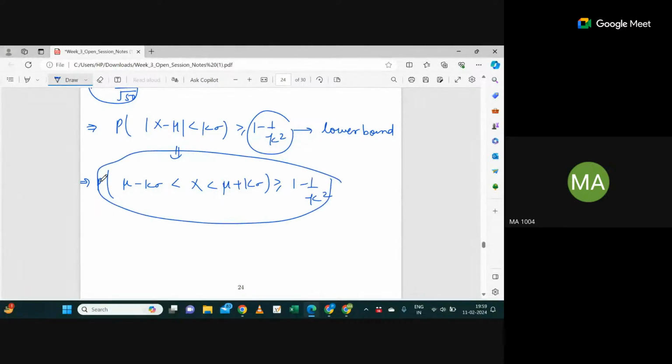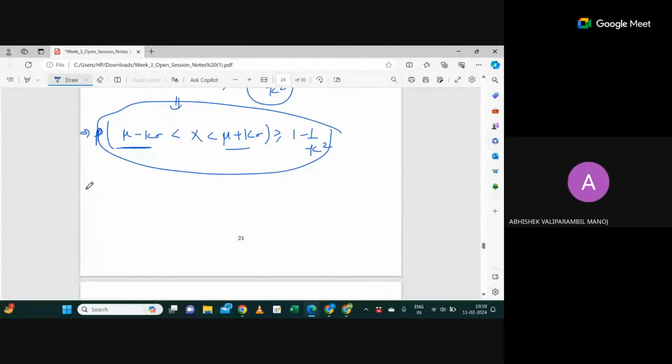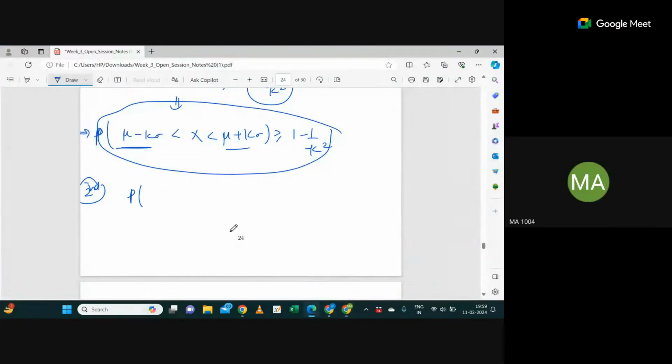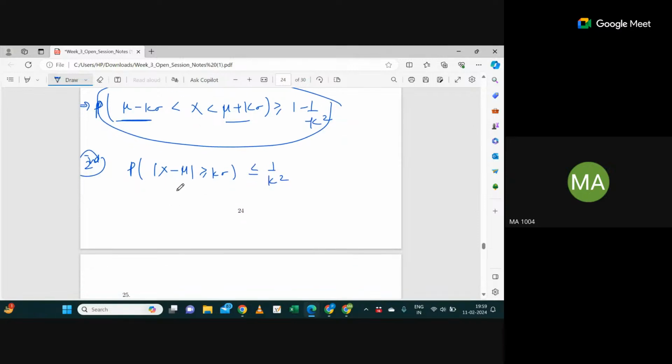If something has clearly mentioned that x lies between something, we have to find the lower bound. The second form is: probability that modulus of x minus mu is greater or equal to k sigma is less or equal to 1 by k square. If you expand this, I get probability x is greater or equal to mu plus k sigma, or x is less or equal to mu minus k sigma, and this would be less or equal to 1 by k square. So these are the two forms you have to keep.